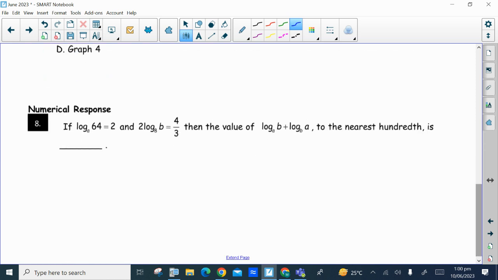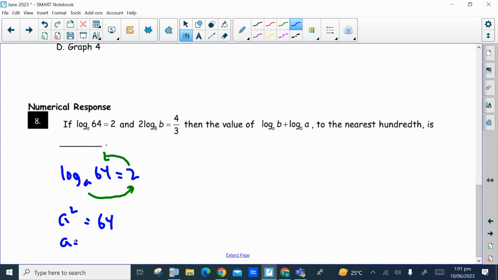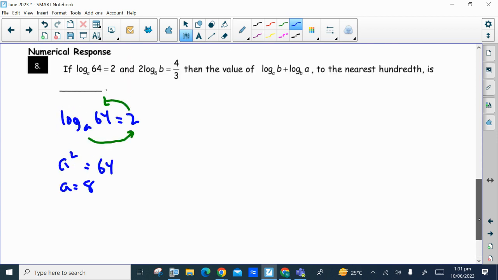Number 8. We've got those two logarithmic equations. What is the value of log base a of b plus log base b of a? So you're told that log base a of 64 is 2. Let's find out what a is. We can do that by taking this expression and changing it from logarithmic to exponential. Start with the base and cycle through. You'll get a squared equals 64. Take the square root of both sides, and a will equal 8.